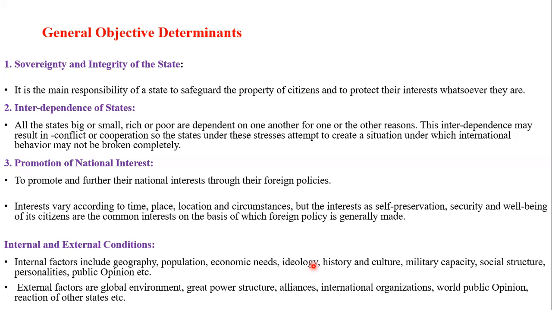Clear? And similarly, because of our ideology, the Muslim countries support the other countries. For example, Pakistan, because in the very ideology, we have relations with the Muslim countries. History plays a very vital role in development of the relations.